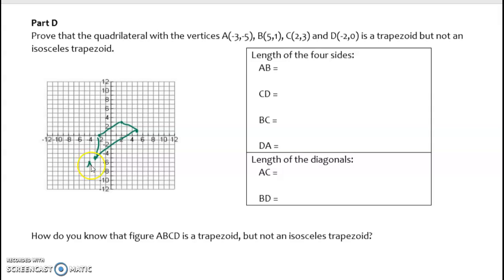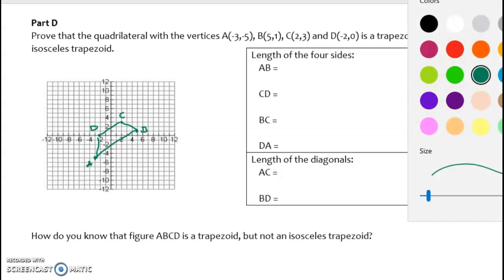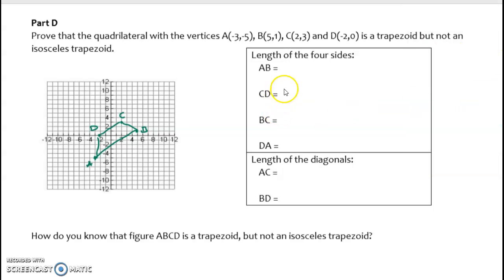Let's label this. So A is the first one, B's out here, C's up here, 2, 3, and then D's over here. Alright, let's change the color up, get something a little brighter. Alright, AB. Let's do the big side down here. So AB, distance formula.